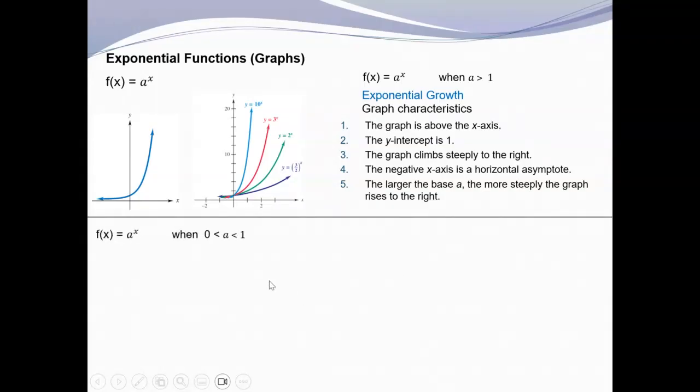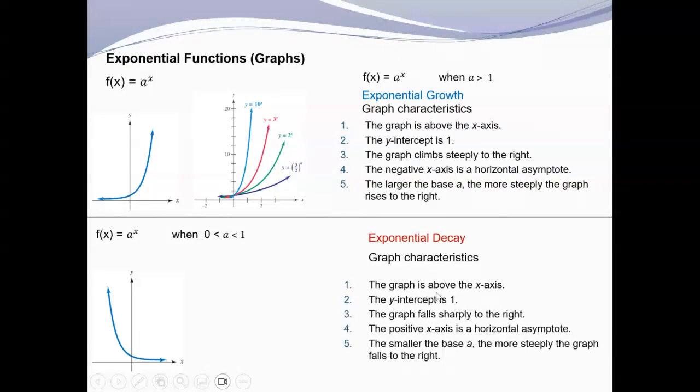Okay, now what happens if a is between 0 and 1? It's called exponential decay. These are my characteristics. The graph is above the x-axis, everything above the x-axis. The y-intercept is also 1.